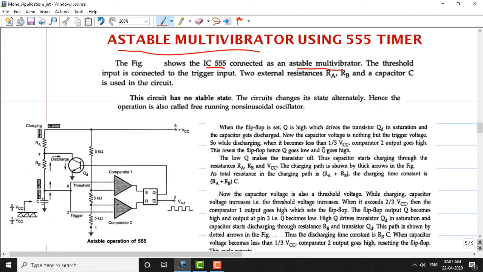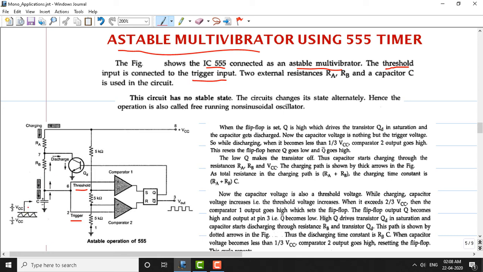This is an astable multivibrator circuit diagram. The threshold input is connected to the trigger input. In the original circuit of the 555 timer, if we connect the threshold and the trigger input together, as you can see here, the circuit becomes an astable multivibrator circuit, and a capacitor is used in the circuit. You can see a capacitor is connected to the junction of the short circuit between the threshold and the trigger. This forms an astable multivibrator.